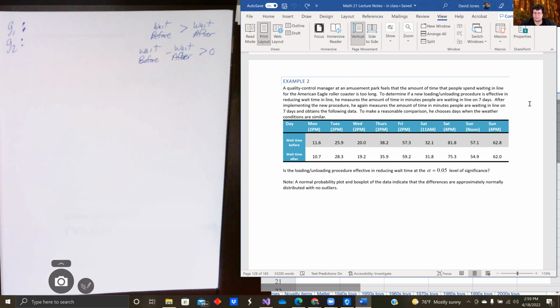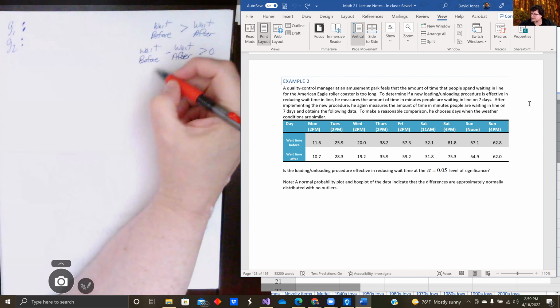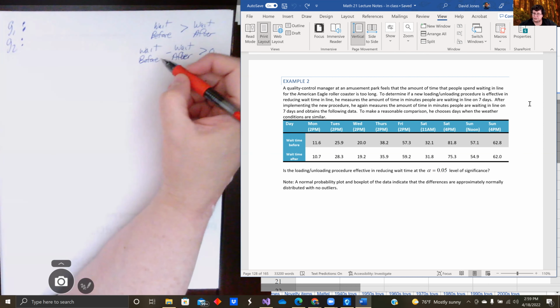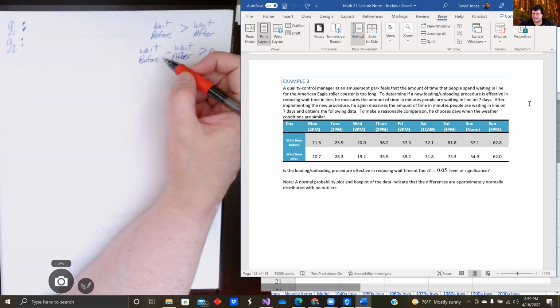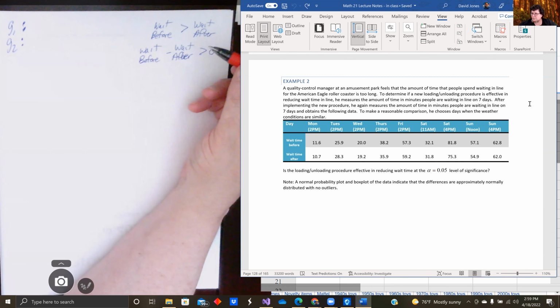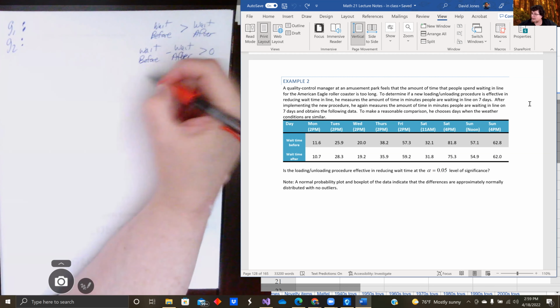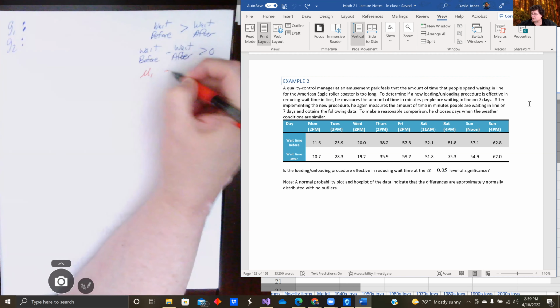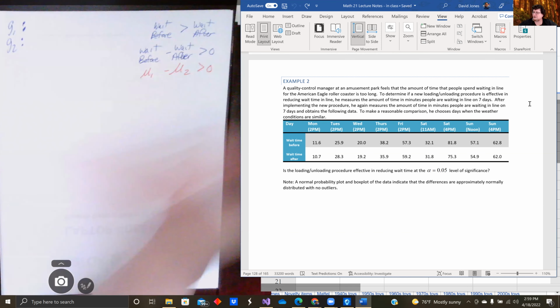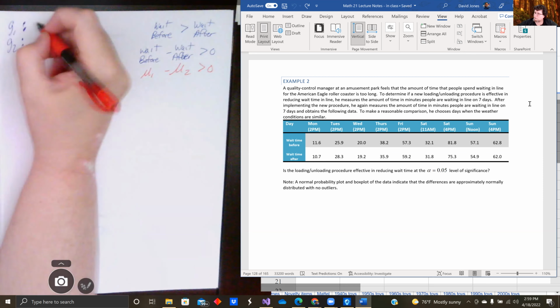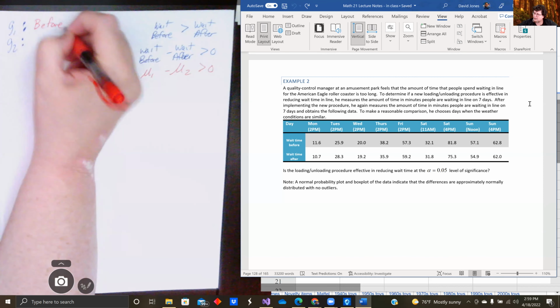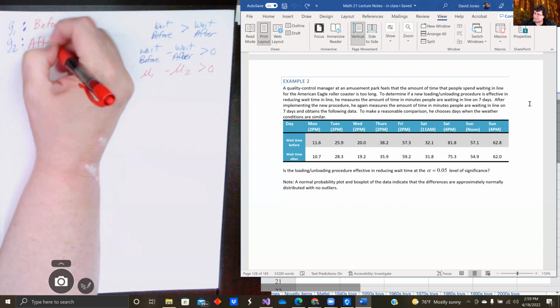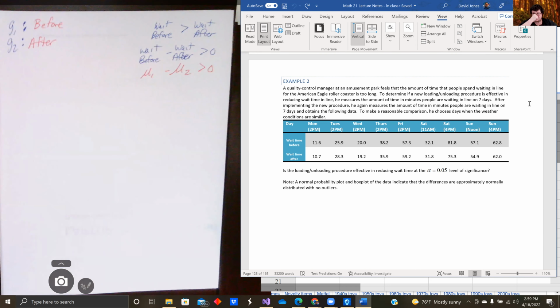This gives me a way of picking which one I want to call group 1 and group 2. Since we're going to do a paired test, it looks like this is paired by time of day and weather conditions. There's a dependence there. I'm going to go with this is mu1 minus mu2 greater than 0. So group 1 will be my before times. Group 2 will be my after times. Okay.